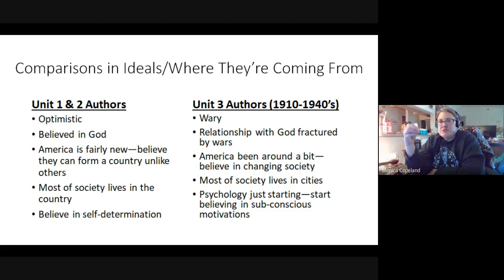So another thing you're going to see for the Unit 3 authors is psychology was just starting out at this time as a science. So they were really interested in subconscious motivations. So why do people do the things they do? Are they always aware of the things they do? So that's a little bit on how these compare and contrast.